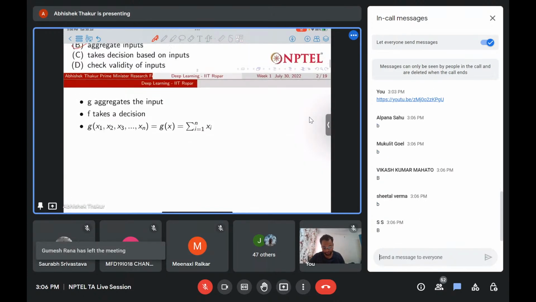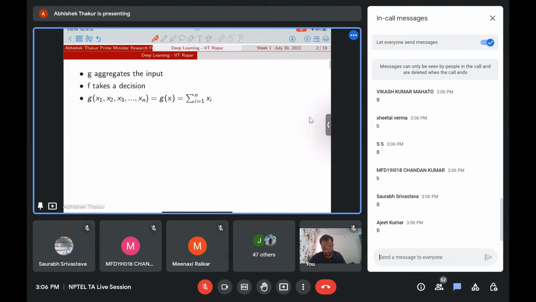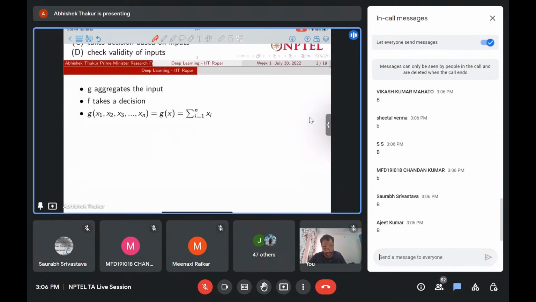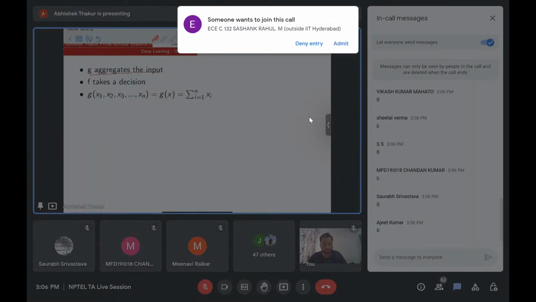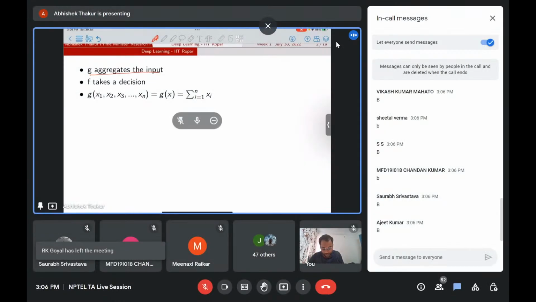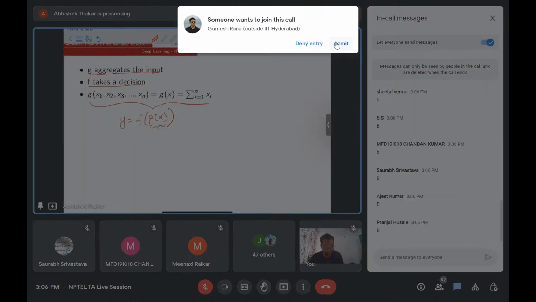Here you should remember three things about the McCulloch-Pitts neuron: we have g that aggregates all the inputs, and after that f takes a decision based on the aggregated input, meaning our y is f of g(x). So f is a function that depends on g(x).